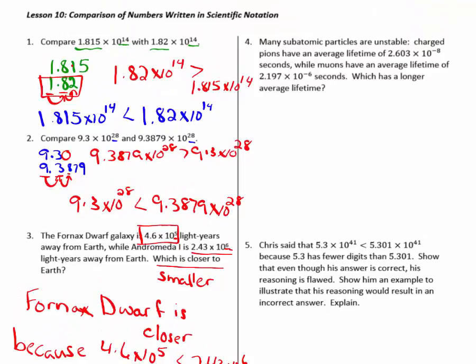Many subatomic particles are unstable. Charged pions, and yes, that is a real word, have an average lifetime of 2.603 times 10 to the negative 8th, while muons, again, yes, it's a real word, have an average lifetime of 2.197 times 10 to the negative 6, which has a longer lifetime, so we want the bigger number. So I'm going to look at my exponents first, and they're different, which means I can use those to compare them.